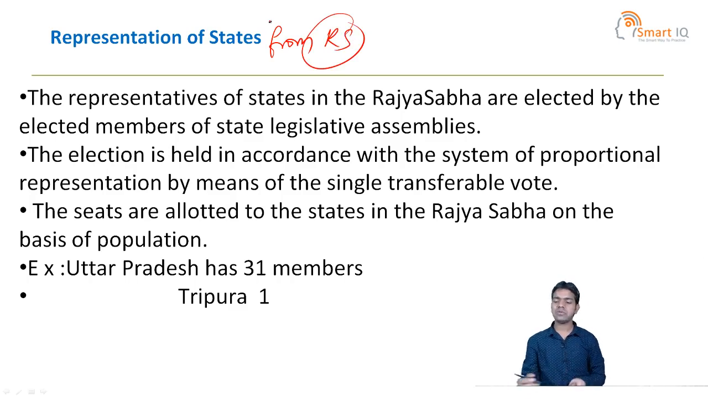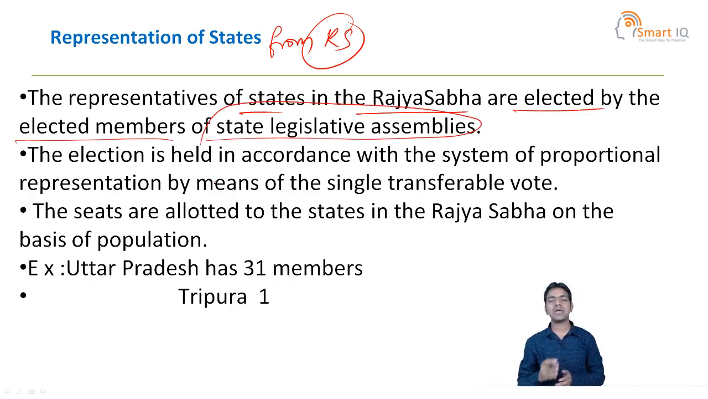The representatives of the states in the Rajya Sabha are elected by the elected members of the state legislative assemblies. Okay, Rajya Sabha members are not directly elected by the people, but are elected by the elected members of the legislative assemblies of the states. Very important.